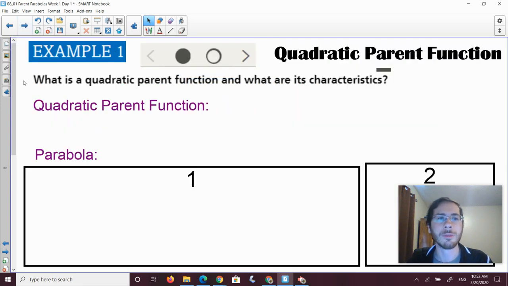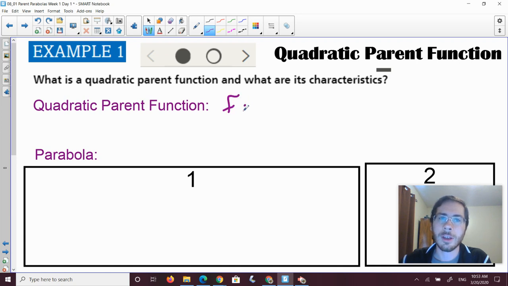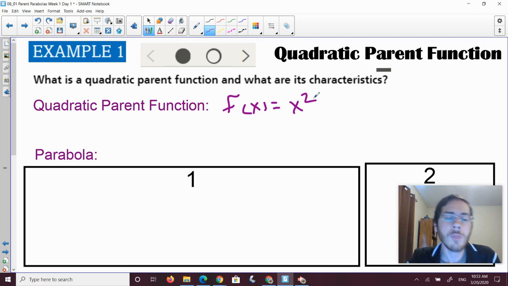So we'll move on to example 1. Example 1 is where they start out with all the vocab. The first thing it asks is what's the quadratic parent function and what are the characteristics. We want to get a good definition for that. Again, if you want to look in Pearson, you can grab the Pearson definition. But for the quadratic parent function, the whole idea is that it is just any function that has the form f of x equals x squared. So that's what it's going to look like in equation form.